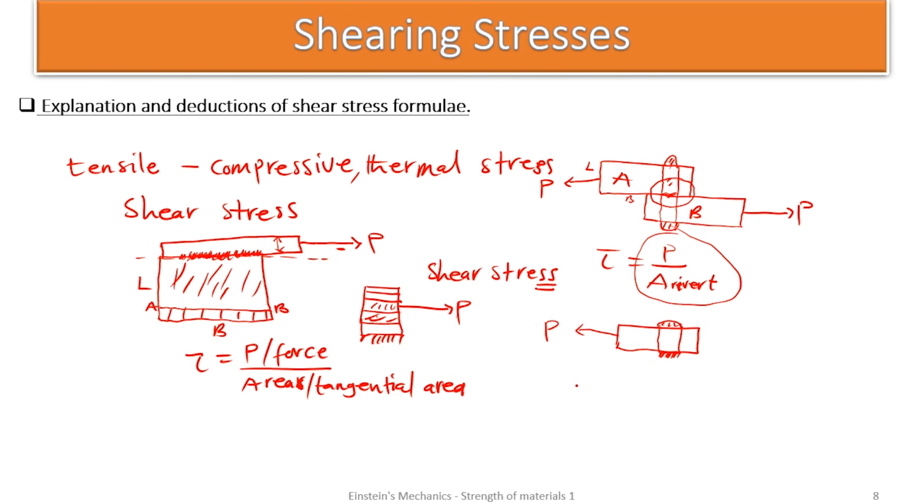And there can be a situation where the bar will be doubled. For example, this is two bars. Let's assume the bars are three, A, B, C. What happens? So in this bar, the shear stress is going to give me the force P over the area of what? Contact area. Are we good? And this force P is equal to this force P.